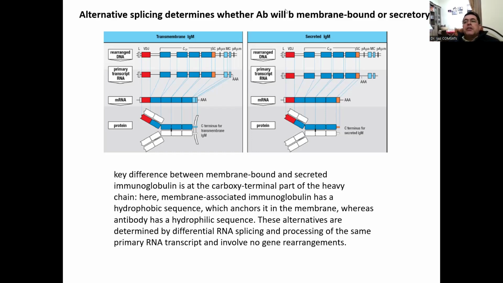This is just an alternative splicing mechanism, where the mature mRNA, when it is being formed, the primary RNA transcript is spliced at a different location in the case of the transmembrane and in the case of the secretory form of the IgM.